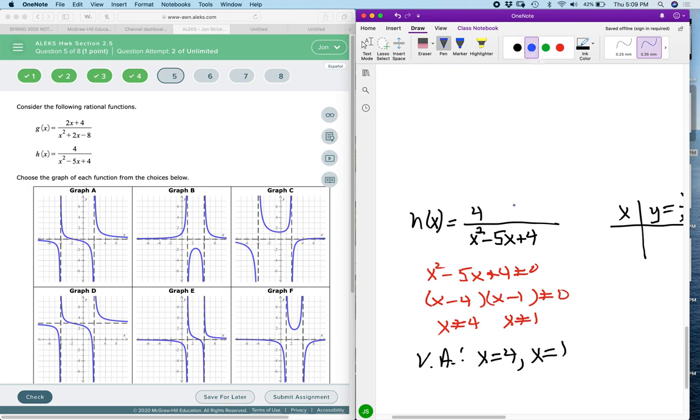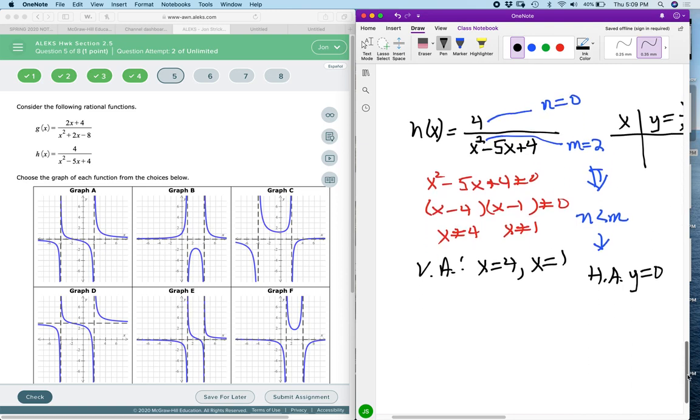In looking at the degree comparison, in the numerator the degree is 0 since we do not have an x term, and in the denominator the degree m is 2. So n is less than m, and we have a horizontal asymptote where y is equal to 0. In terms of the possibilities, we have all three of these asymptotes, where we have y equal to 0, in graph A, graph B, graph C, as well as E and F.